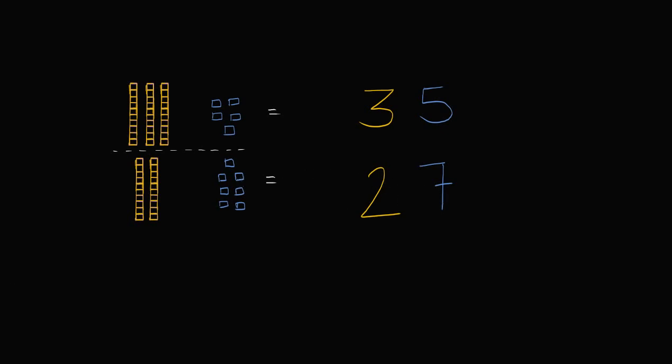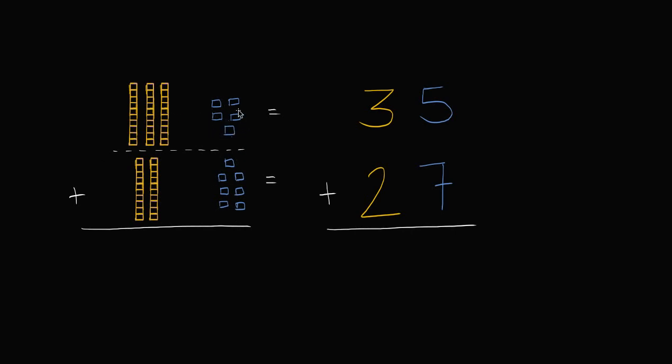Now what I want to do is add these two numbers together. I want to add the 35 plus the 27. Or another way of thinking about it, I want to add all of these blocks together. So let's start in the ones place right over here.